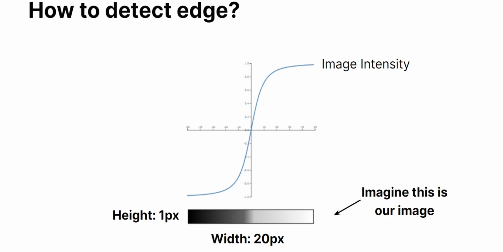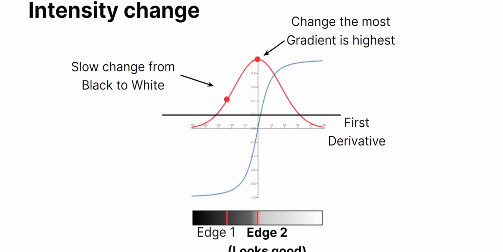We can see that the image is slowly changing from black to white, and above that we can plot the image intensities, which helps us visualize how the value changes. To detect an edge, for example, we can draw many lines to separate the black and white. Here we have one edge, but it's possible to have other edges as well. So how can we know which one is the best one?